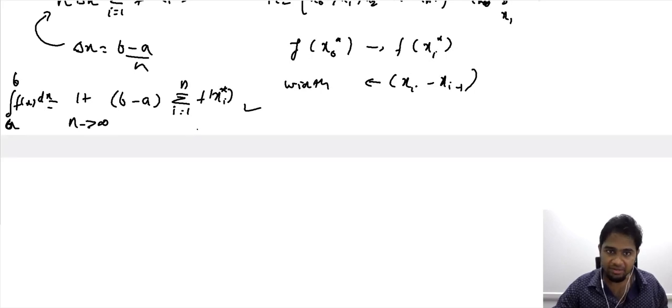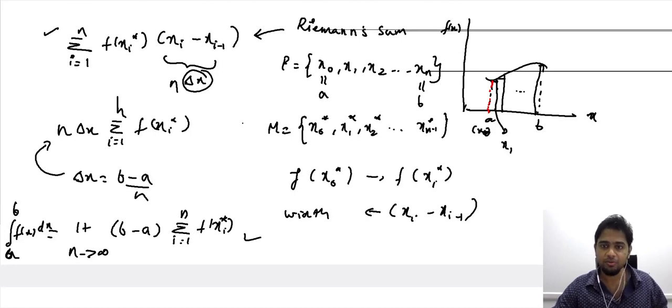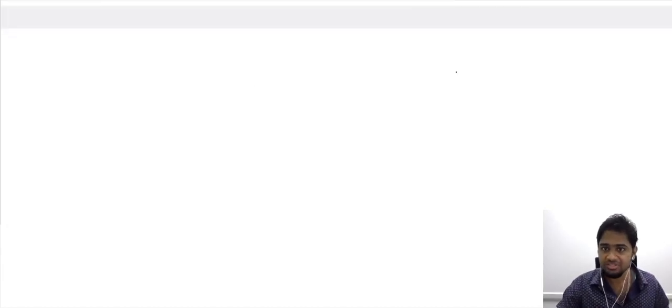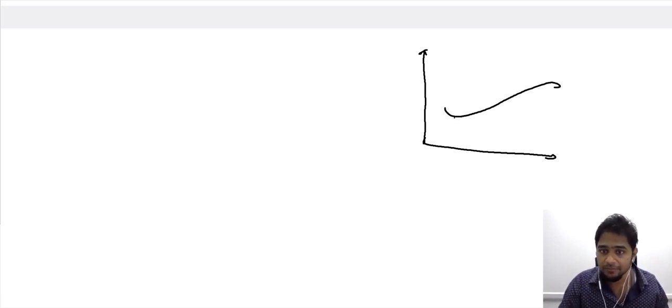Now, towards the end of the previous discussion, we saw that it is possible for us, instead of partitioning this region into rectangles with equal lengths and equal widths, supposing we have a function like this, instead of partitioning the area within these limits a and b into rectangles, to discretize it into trapezoids.